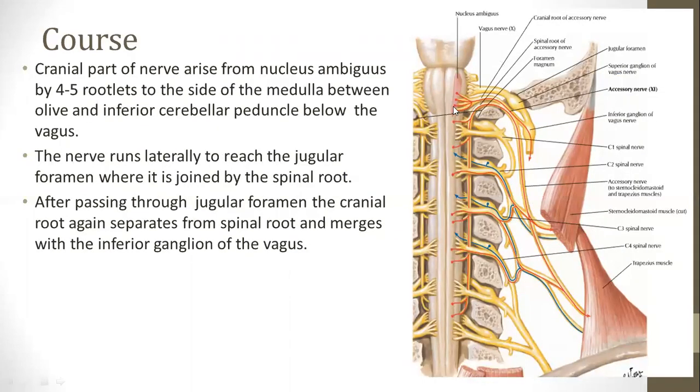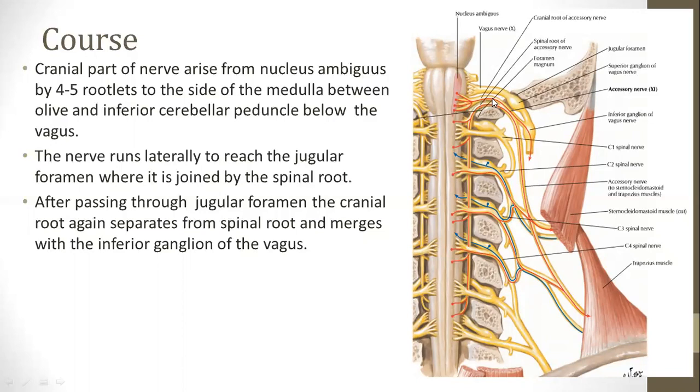Now, the course of the cranial root. The cranial part of the accessory nerve arises from the nucleus ambiguus. This marked area is showing the nucleus ambiguus. Four to five nerve rootlets emerge to the side of the medulla, between the olive and the inferior cerebellar peduncle, below the vagus. This is the vagus. And then they unite to form the cranial root and run laterally to reach the jugular foramen.